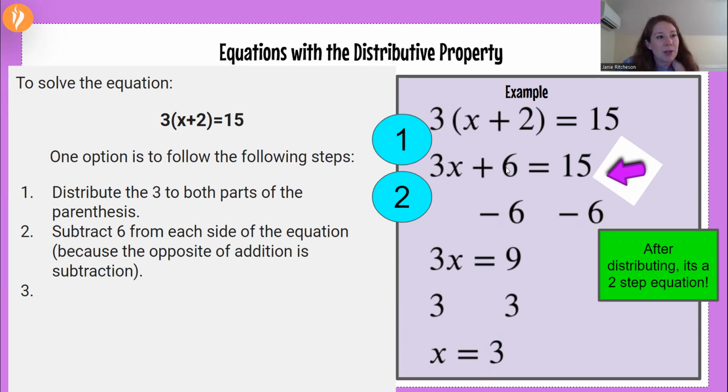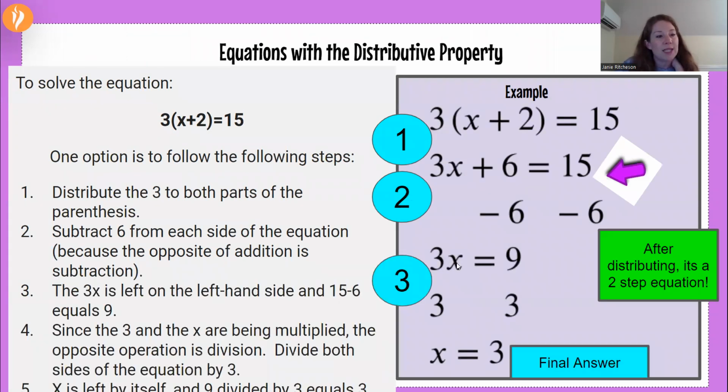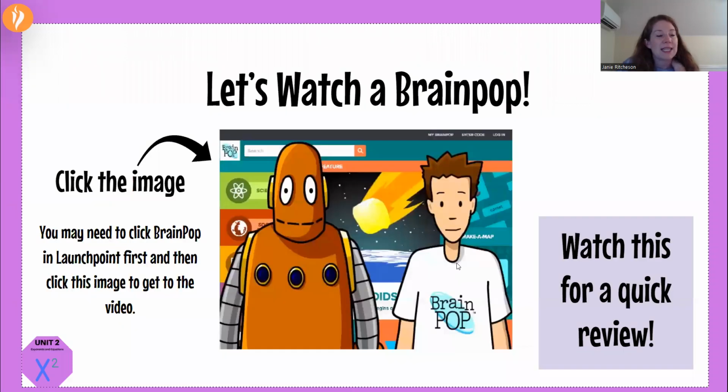And then we're going to get rid of the plus 6 by writing minus 6. Then we're going to get rid of the times 3 by dividing by 3. And the final answer is x equals 3.